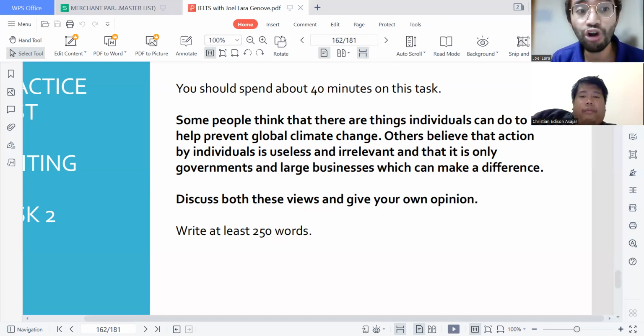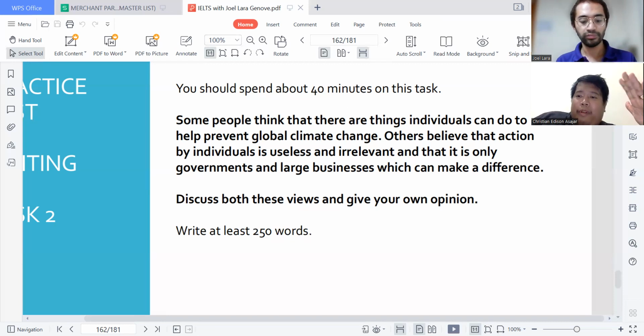So global climate change is your main topic. What do you know about global climate change, Christian? Global climate change for me, sir, is a scientific term, and in my perception, it is the greenhouse gases being trapped inside the earth.